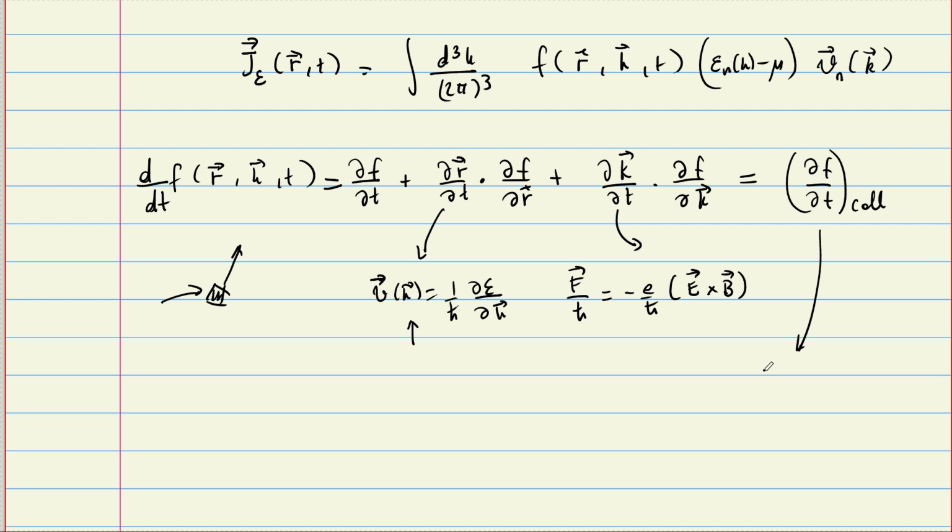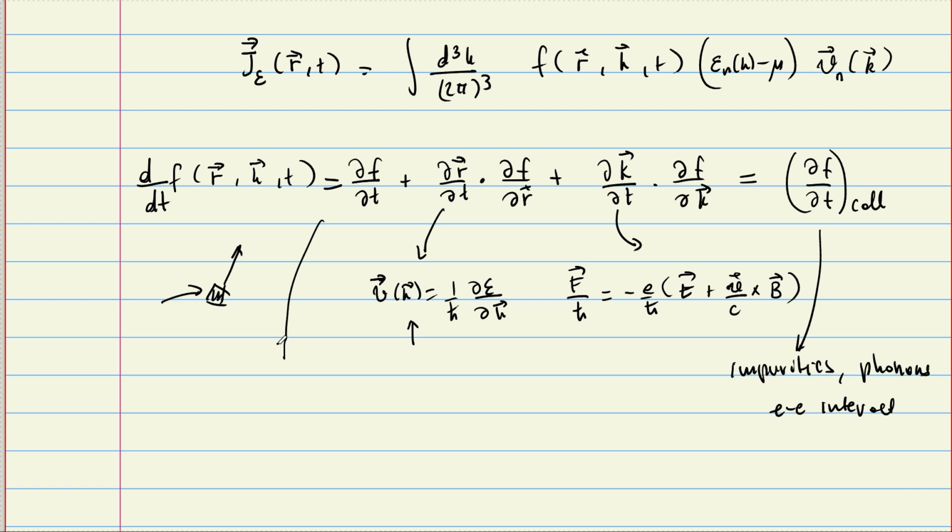And anything else, like impurities, phonons, electron-electron interactions, everything else is taken care of here. Today I'm going to just consider impurities, and I want to obtain the diffusion equation from this transport equation. So this equation is called the Boltzmann transport equation, and this thing is called the collision integral.